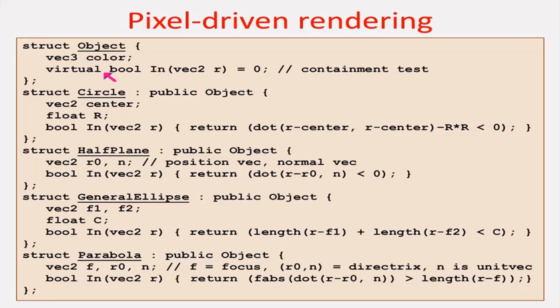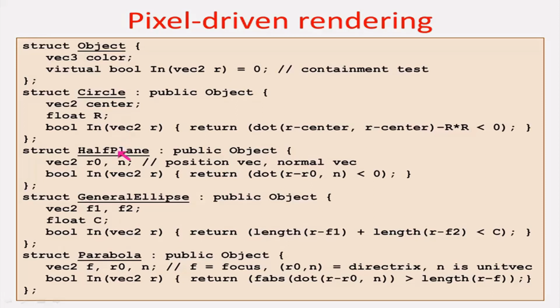Therefore, different types are derived from the base class object, and in is given a particular implementation for which type-dependent parameters may be needed. For example, the circle is defined by the center and the radius. Based on these parameters, the in function checks whether the square distance of point R from the center is smaller than the square radius. If it is smaller, the point is inside. In case of equality, the point is on the boundary. If the difference is positive, the point is outside.